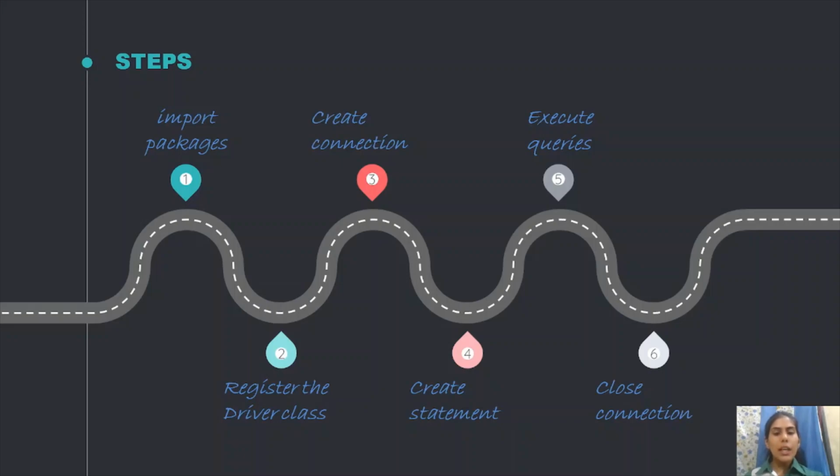Number three, create connection. The getConnection method of DriverManager class is used to establish the connection with database. Fourth, create statement. For creating statement, we use createStatement method of connection class. Number five, executing queries. executeQuery method of statement interface is used to do so. Number six, close the connection. Close method of connection interface is used for closing connection.